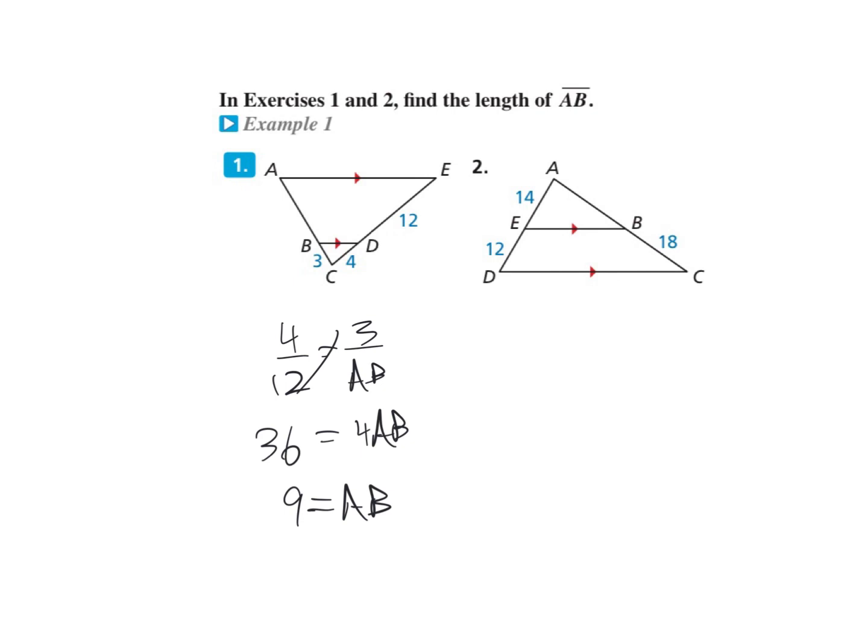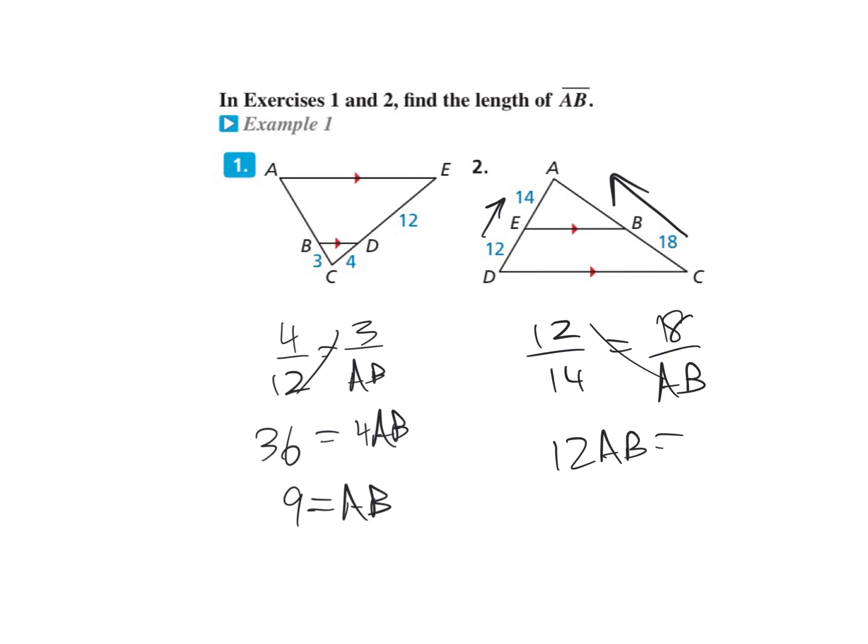Okay, same thing here. You could do 12 is to 14 as 18 is to AB. And again, that only works if you have parallel lines, so that's 12AB, and 18 times 14 is 252, divided by 12, and AB is equal to 21. Okay?